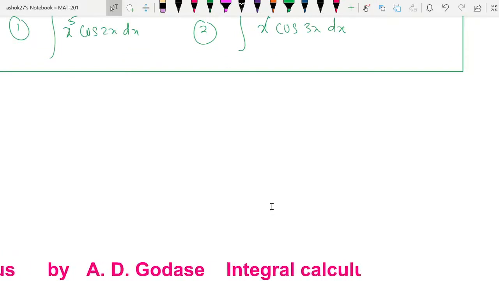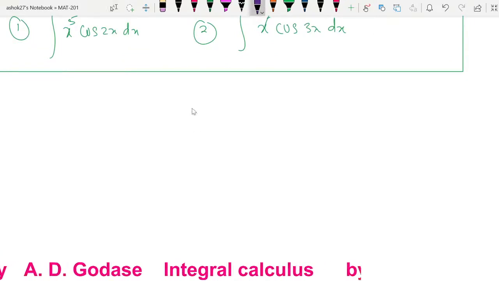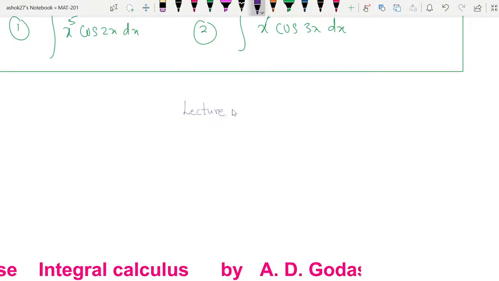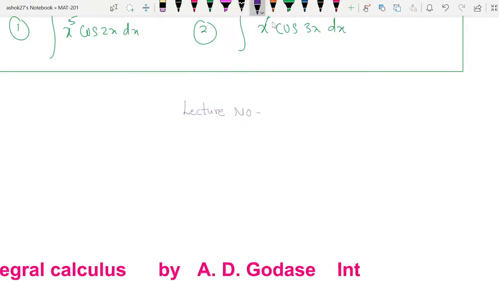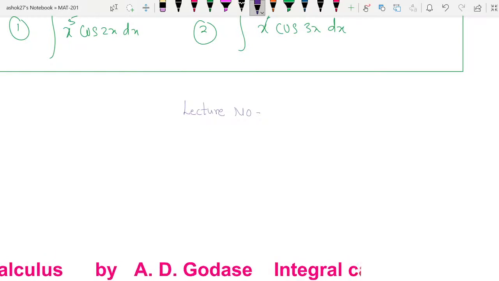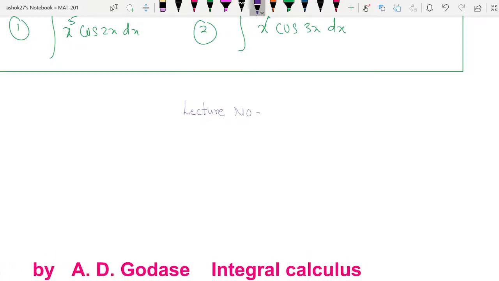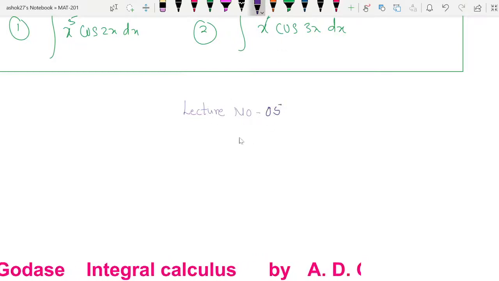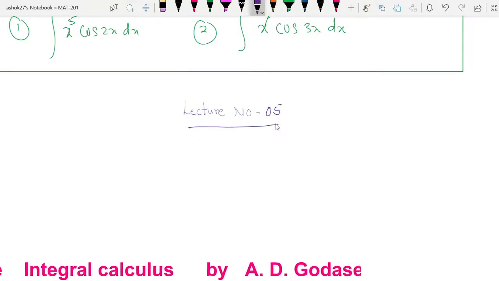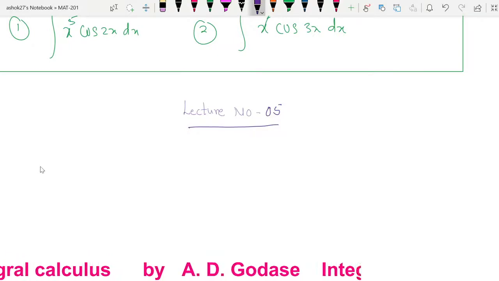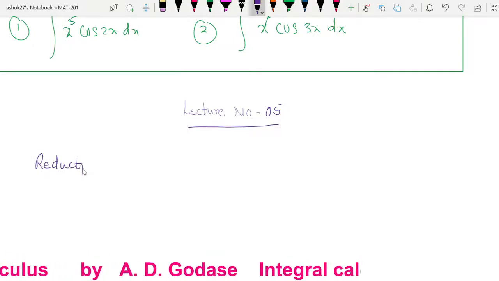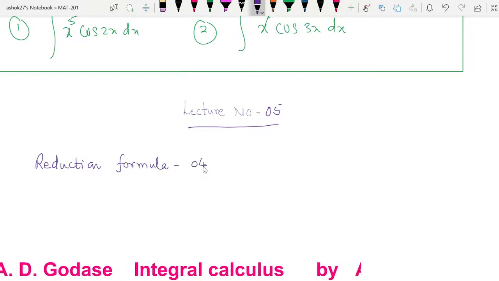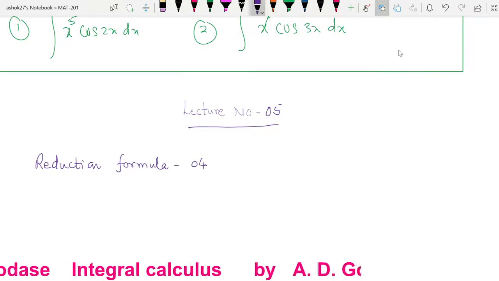Next, that is reduction formula number 4. In the next lecture, that is lecture number 5, in this lecture we'll see the next reduction formula, that is reduction formula 4.